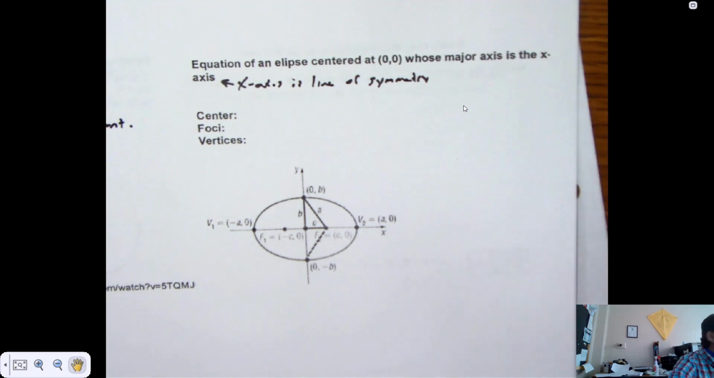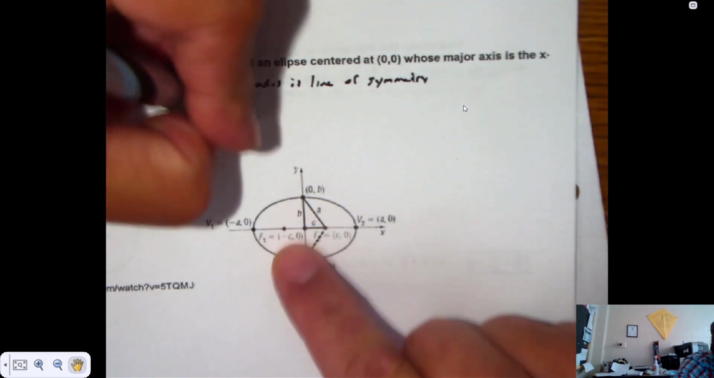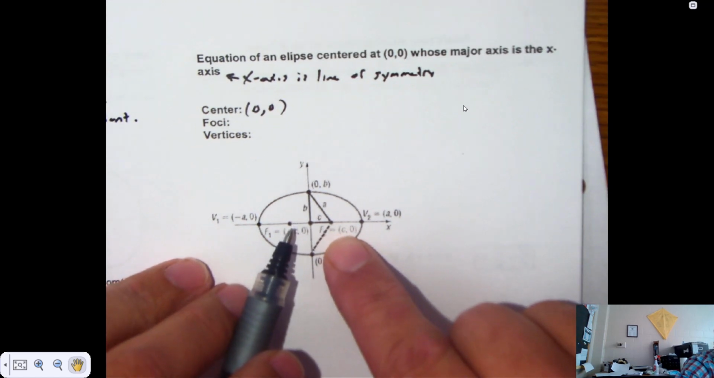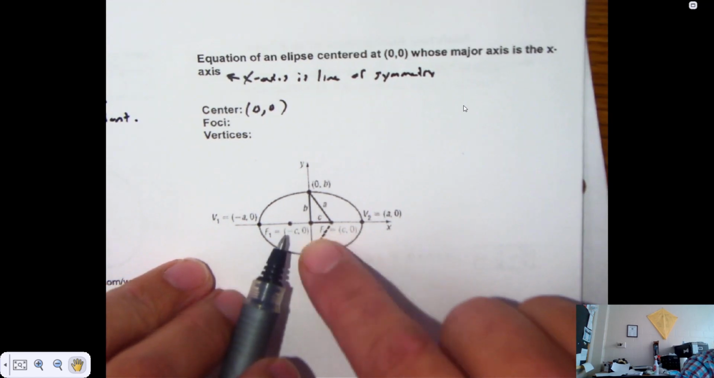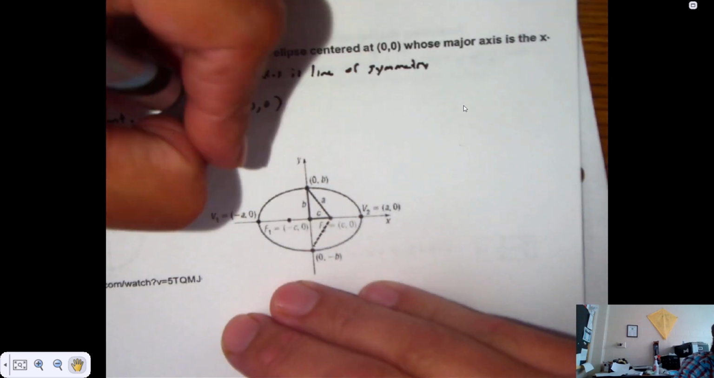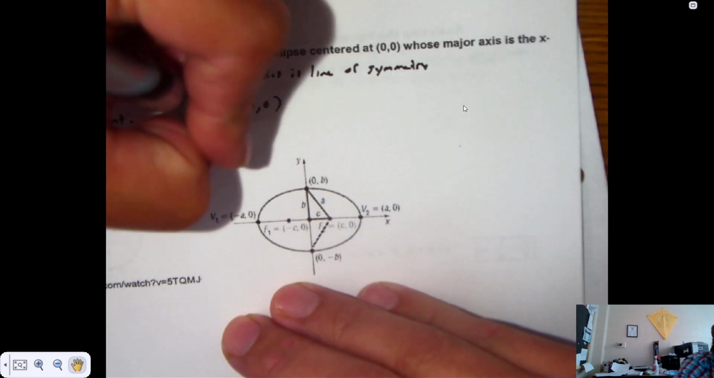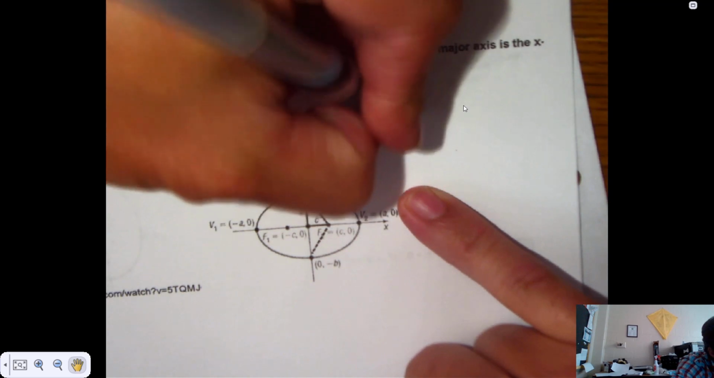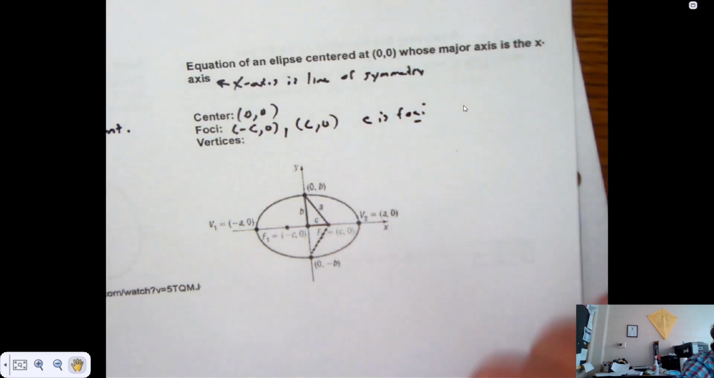So we're going to have a center at 0, 0, the origin. And the diagram kind of gives us a clue as to what our foci are. Most texts teach the foci as negative c, 0 and c, 0. The lettering is kind of important because there's some forms that we use. So you have 2 foci at negative c, 0 and c, 0. C is for foci. Focus on the C in foci. It's not that hard.